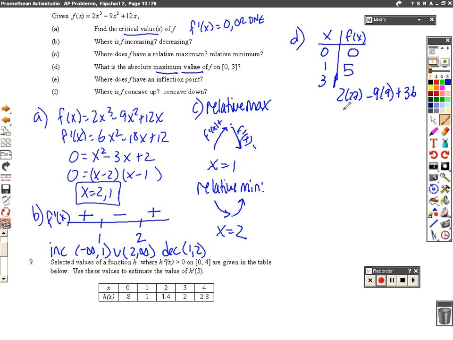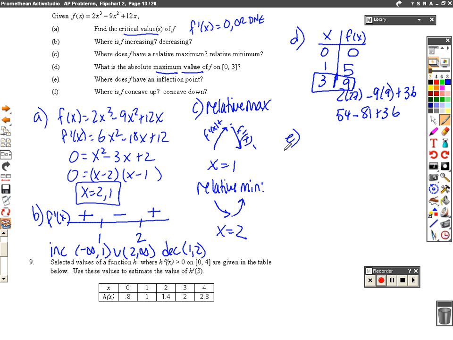So 2 times 27 is 54, minus 9 times 9 is 81, plus 36. If I see here, 54 and the 36 is actually 90. That's bigger than 81. Specifically, that's going to be 90 minus 81, which is 9. So 3 is actually the absolute maximum value.